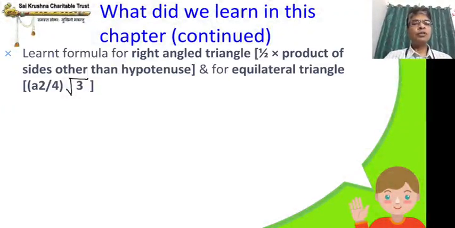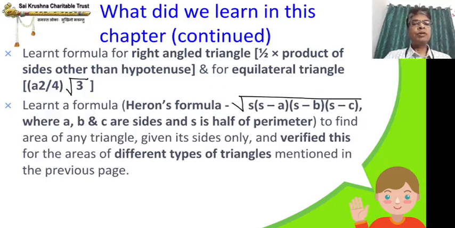We also learned the formula for right angle triangles, that is half into the product of the sides other than the hypotenuse, and the formula for an equilateral triangle, which is a square by 4 into root 3. Learned Heron's formula, where square root of s into (s minus a), (s minus b), (s minus c), where a, b, c are sides and s is half of the perimeter, and only if the sides are given, even then we will be able to find the area of the triangle. And we also verified this for the areas of the different types of triangles mentioned in the previous page, the three types of triangles, we are able to prove that also.